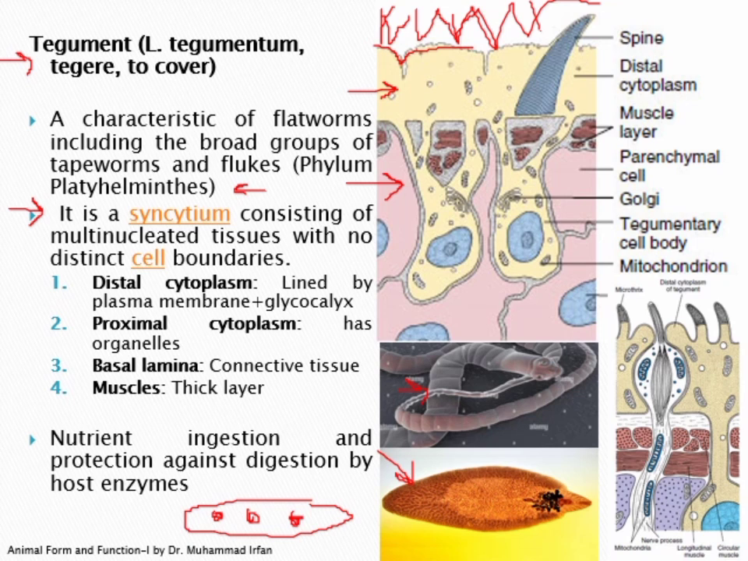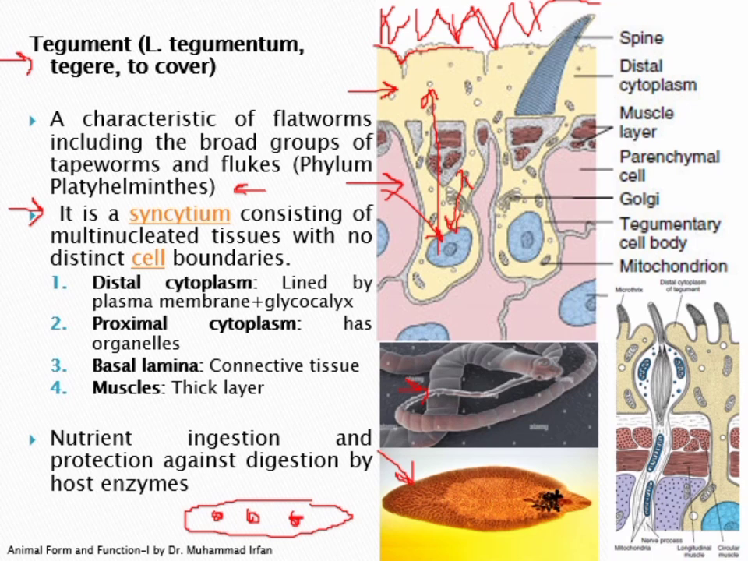The proximal cytoplasm, the cytoplasm that is near the nuclei, has organelles in it. The distal cytoplasm is the cytoplasm at a distance from the nuclei, and the proximal cytoplasm is near the nuclei. So there are two clear portions that are not found in other cells. In other cells, the organelles are evenly distributed throughout the cytoplasm, but in the syncytium of the integument of the tapeworm, the epidermal layer is a single cell having multiple nuclei.